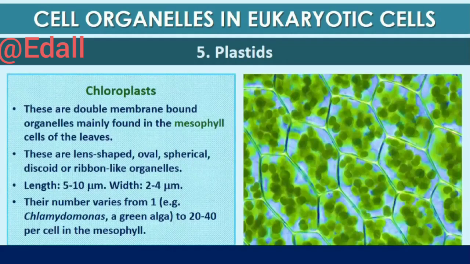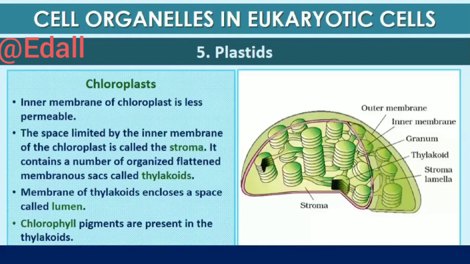Majority of the chloroplasts of the green plants are found in the mesophyll cells of the leaves. These are lens-shaped, oval, spherical, discoid or even ribbon-like organelles having variable length, 5 to 10 micrometers, and width, 2 to 4 micrometers. Their number varies from 1 per cell of the Chlamydomonas, a green alga, to 20-40 per cell in the mesophyll. Like mitochondria, the chloroplasts are also double membrane-bound. Of the two, the inner chloroplast membrane is relatively less permeable.